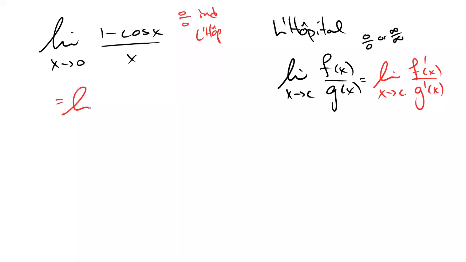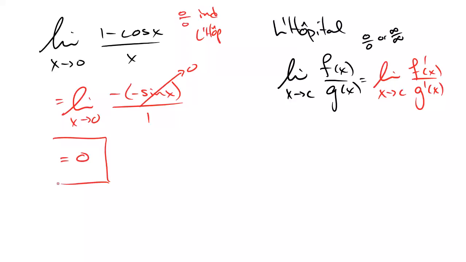Which means we've got the limit as x approaches 0 of the derivative of 1, which is 0, the derivative of cosine x is negative sine x, and the derivative of x is 1. Now as x goes to 0, sine of x goes to 0, and this limit just goes to 0. And that's our final answer, and that's how you get it without memorizing it, but instead by using L'Hopital's rule, which is really a powerful rule.